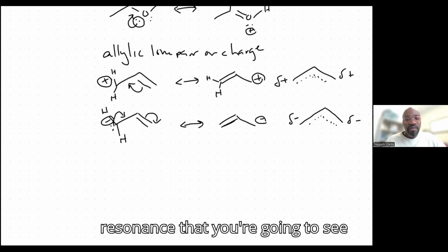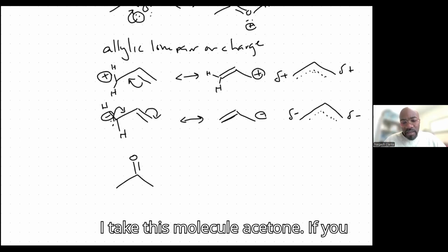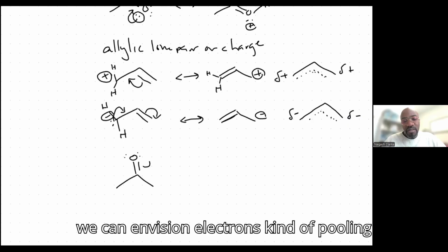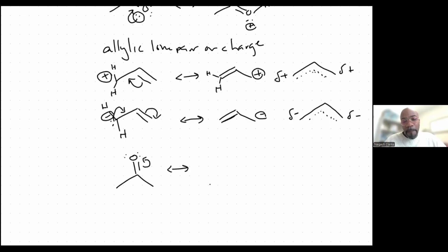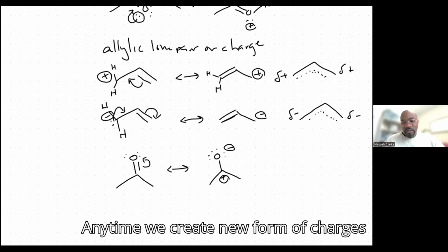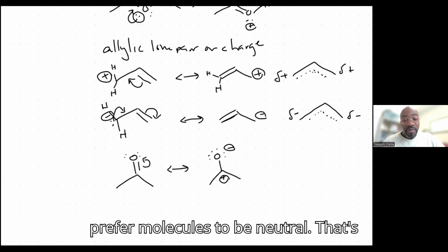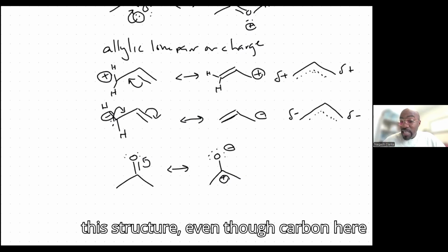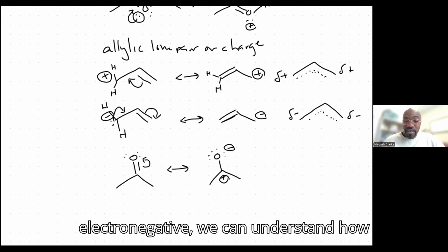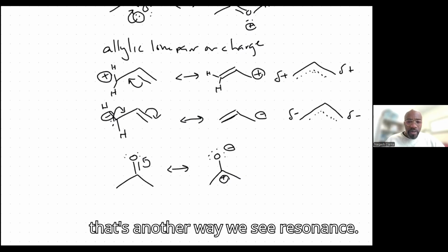So, other resonance that you're going to see is if we have a disparity in electronegativity, like a multiple bond, like take this molecule acetone. We can envision electrons kind of pooling onto the oxygen, leaving the carbon deficient. Now, anytime we create new formal charges from a neutral molecule, this is not a happy molecule. We prefer molecules to be neutral. That's more stable. But we allow this structure, even though carbon here has only 6 electrons, which carbon never likes, since oxygen is more electronegative, we can understand how there's more electron density around the oxygen versus the carbon. So that's another way we see resonance.